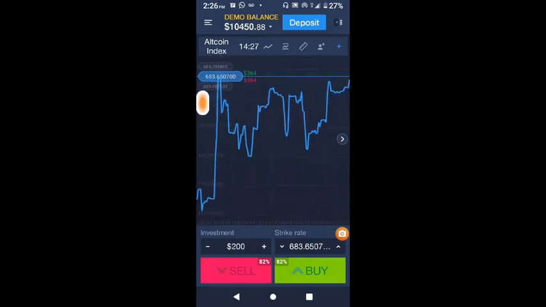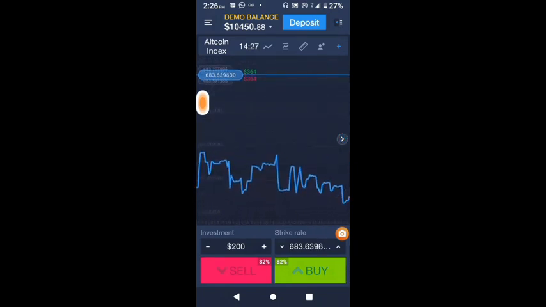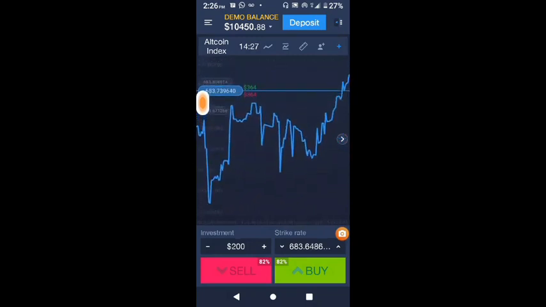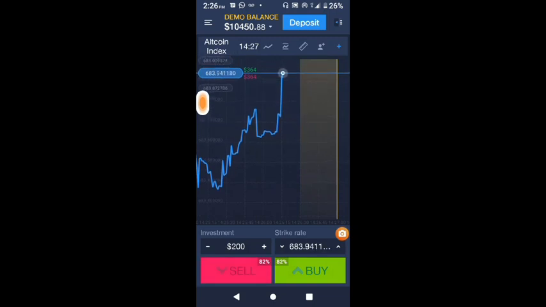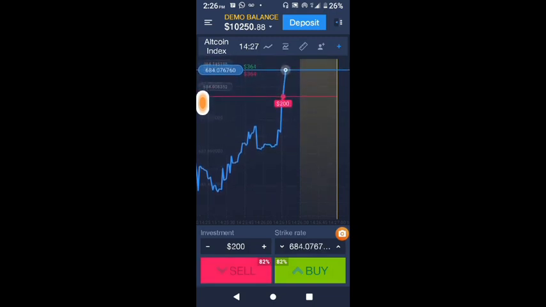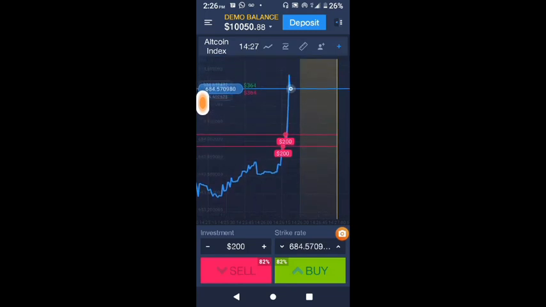Whoa, I'm going back into the past and see how the graph was looking. Alright, so we're actually up at the top there. I'm going to do a sell with this graph and see what happens. I did 2 trades a while ago for $200. Alright, so how I'm going to make money now is if this goes down.